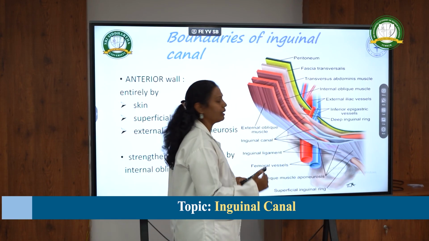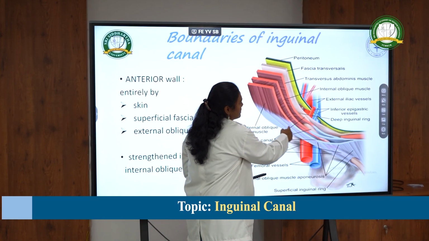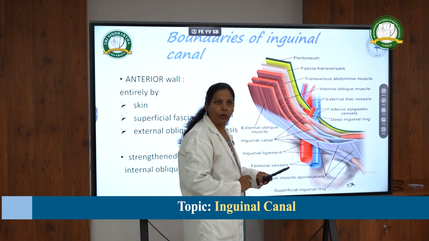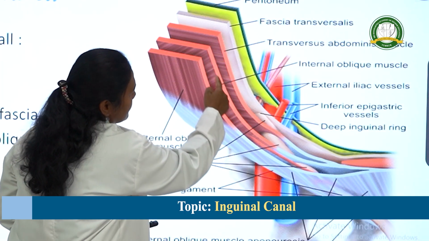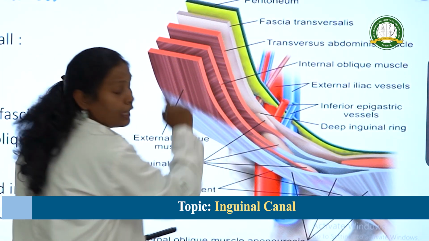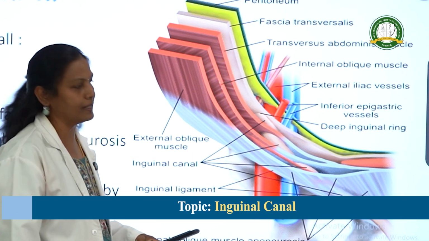it is formed by the skin, superficial fascia and the aponeurosis of the external oblique abdominis muscle. Okay, so in its lateral half, this anterior wall is reinforced by one more muscle called the internal oblique abdominis muscle.